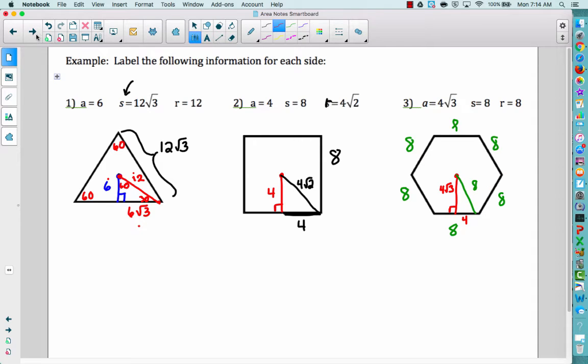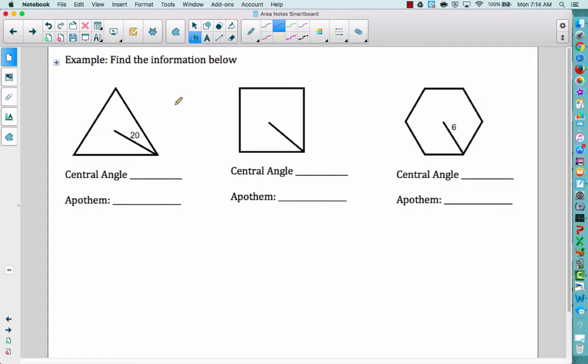All right, so let's find some more information. It says, find the following information. It gave us a regular polygon. I'm telling you these are all regular, so let's write that. Regular polygons. And it wants us to find the central angle and the apothem. Okay, so the first thing that I tend to do for the central angle is just do 360 divided by, there's 3 sides, okay? So that gives me an angle of 120 degrees. That's important, okay? 120 should make you think 60.